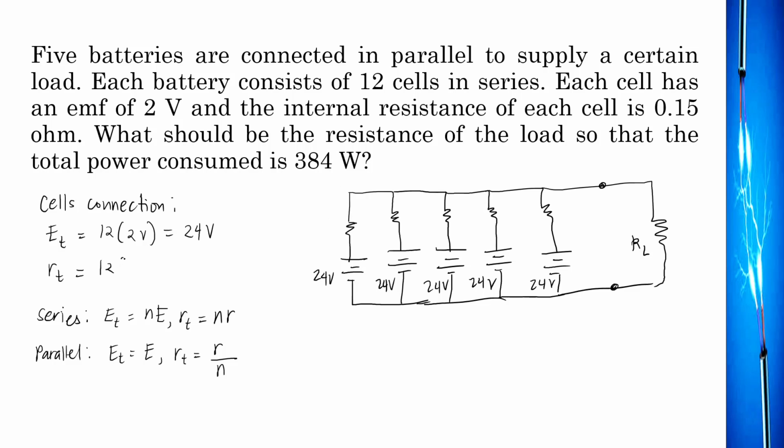ano bang 12 times 0.15? I think that is, ilan ba? So, I can have 12 times 0.15. So, 1.8. So, ibig sabihin, tig 1.8 ohms yan. Pero dahil total, no? Ito total natin. So, dahil nakaparallel itong limang 1.8 na yan, i-divide ko pa yan sa 5. So that I can have 0.36 as my internal resistance. So, para mas maging simple na lang, ganito ang magiging itsura ng ating circuit.